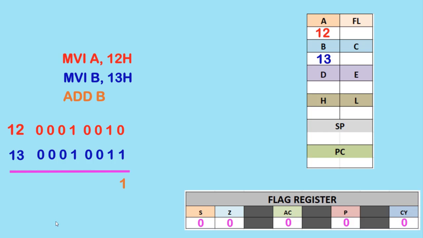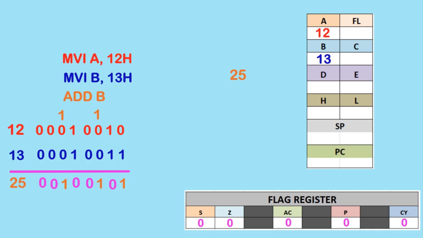So 0 plus 1 is 1, then 1 plus 1 is 0, carry 1. 1 plus 0 plus 1 is 1, 0 plus 0 is 0, 1 plus 1 is 0 and carry 1. And then 1 plus 0 plus 0 is 1, 0 plus 0 is 0, 0 plus 0 is 0. So the result we get is 25. 25 hexadecimal is our data. This result will get stored in register A.